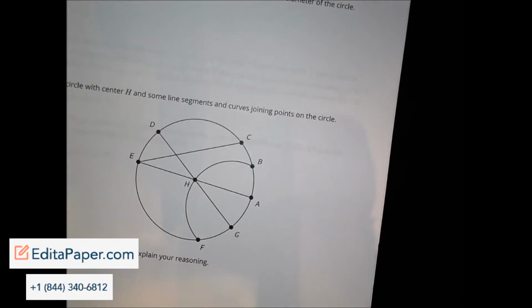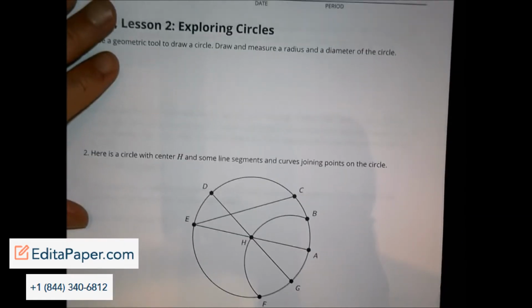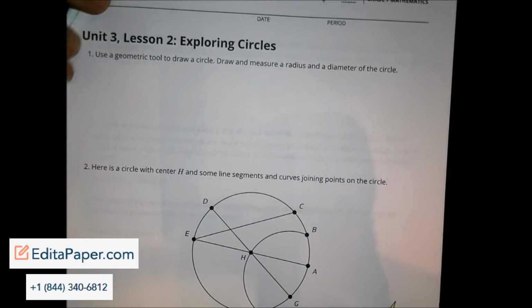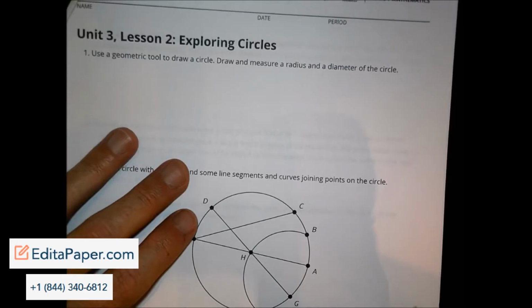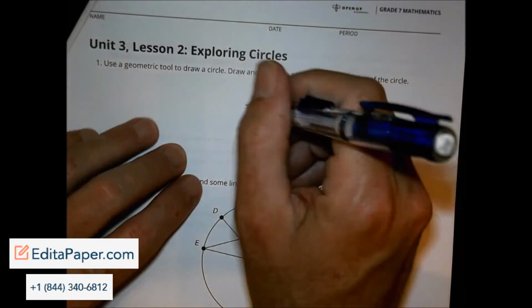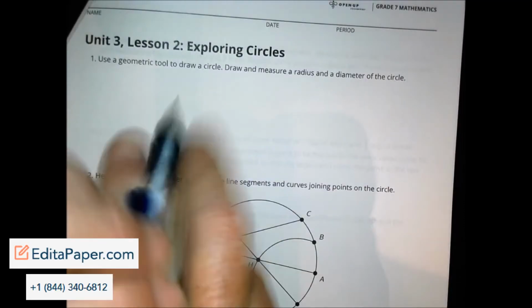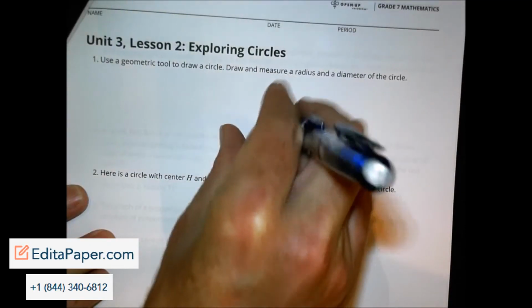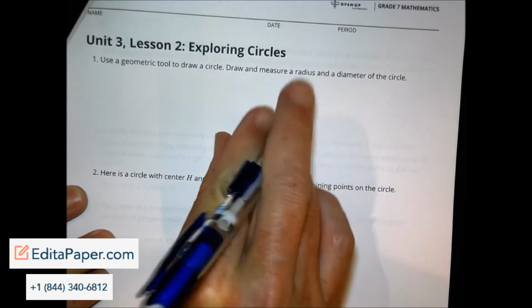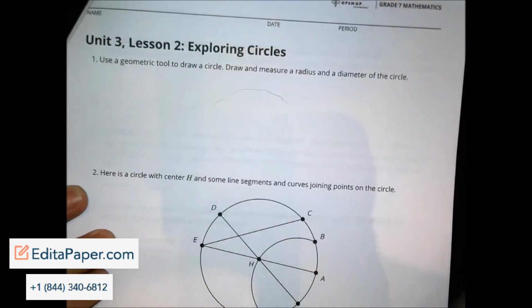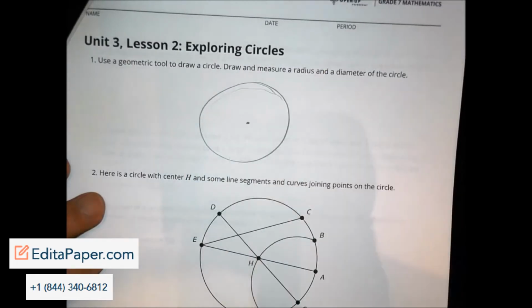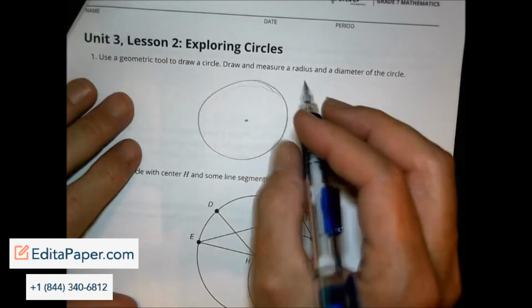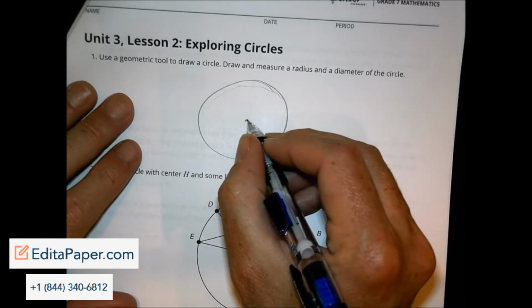All right. For number 1, it wants you to use a geometric tool to draw a circle, and draw and measure a radius and a diameter of the circle. Again, best to probably do this with a compass, which I don't have with me, but with a compass you'd have a pencil, and you'd have a point like this, almost like a V, right? You would trace it around that shape like this and get a nice curvy line. The point is you have something standing steady and you have a circle that's going to be created around that.